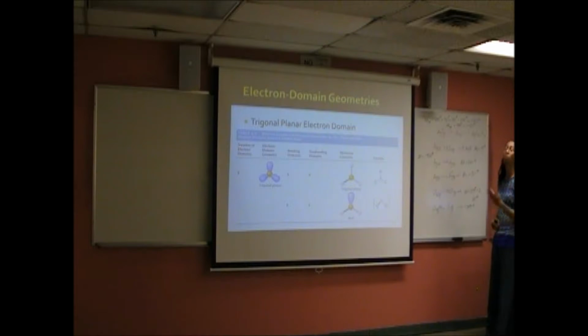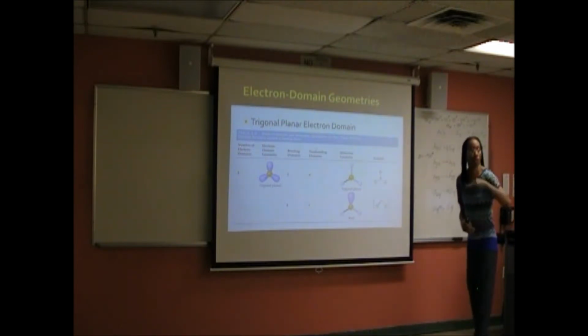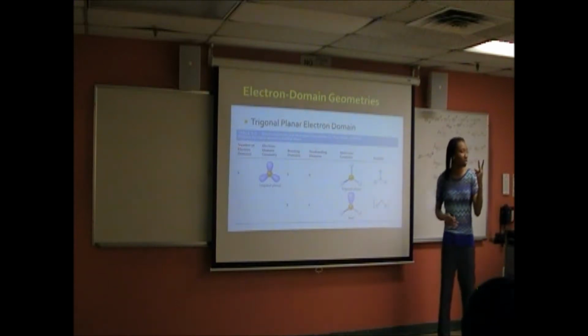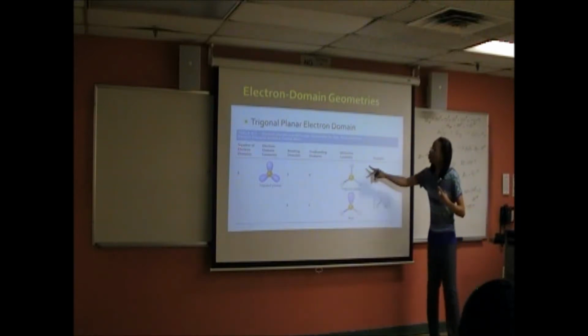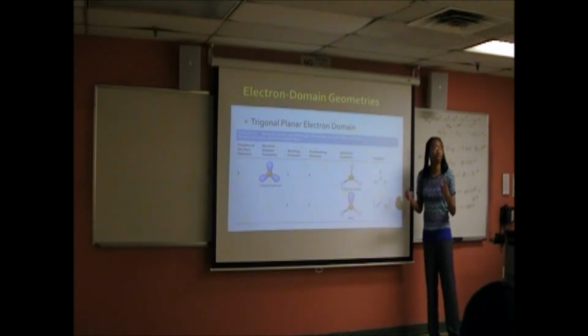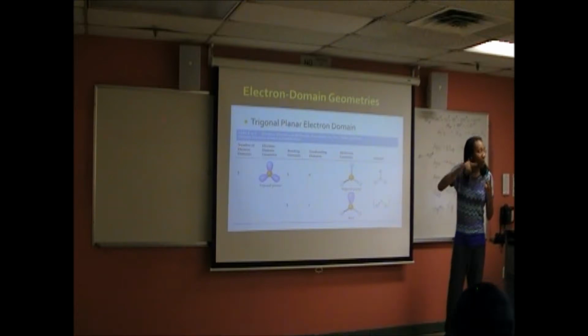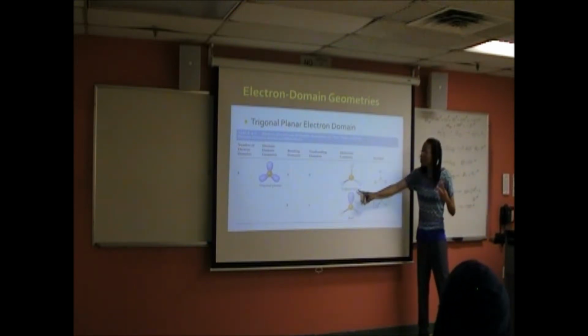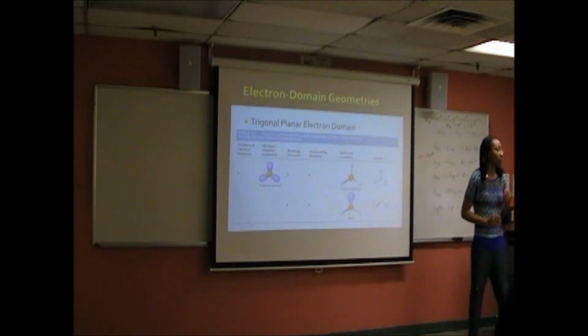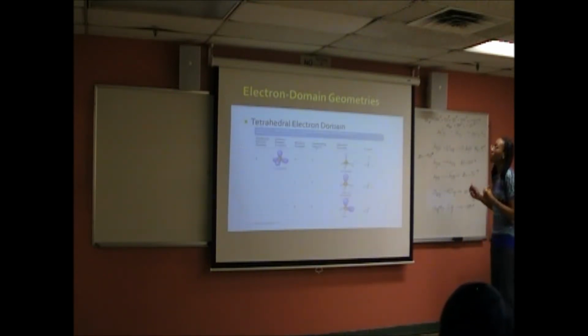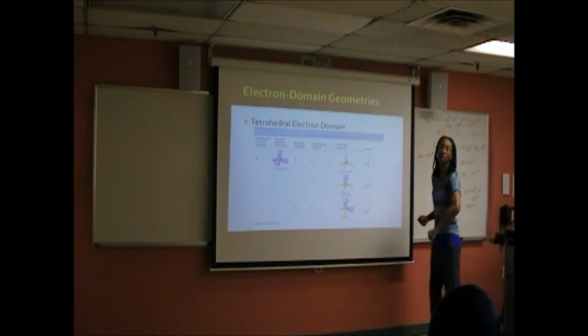Then you have the trigonal planar family. The trigonal planar has three things bound around the central atom. Now, inside the trigonal planar family, you have two members. The trigonal planar, who is the head of the household, has three atoms bound around the central atom. Then you have the member bent. Bent has one lone pair and two bonded pairs. Do we get that?